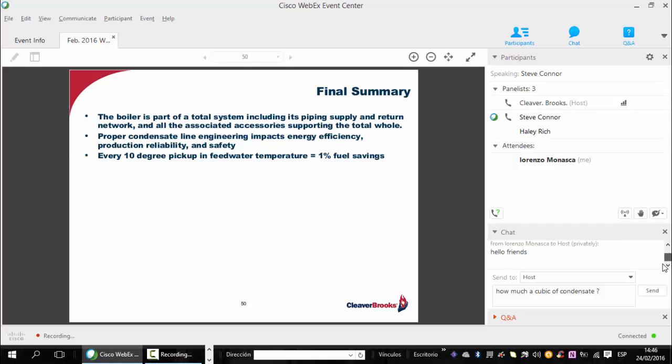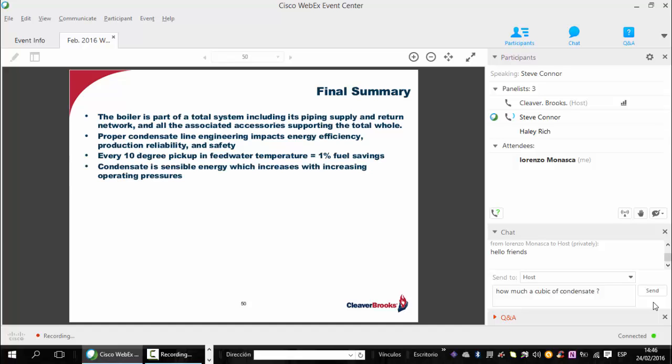Every 10-degree pickup in feed water temperature, return that condensate. Remember, the higher the pressure that we're operating under, the higher the amount of BTUs that we have to add to the water to get it to the boiling temperature. And so if we can return as much of that hot condensate, the sensible energy, back to the boiler room, we're that much more efficient, saving countless dollars in the process. Every 10-degree pickup in feed water, 1% pickup in fuel efficiency.